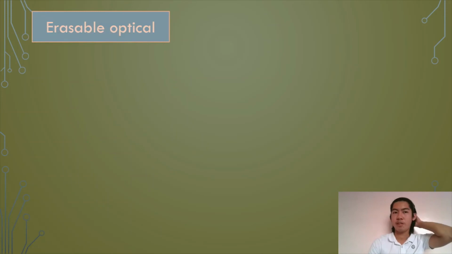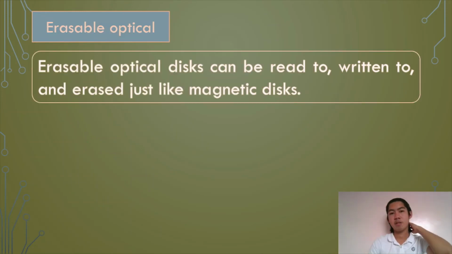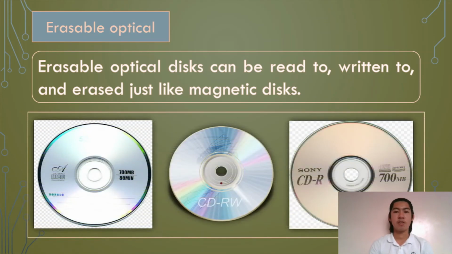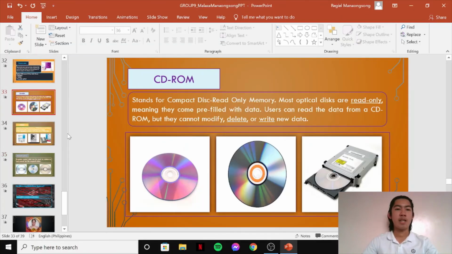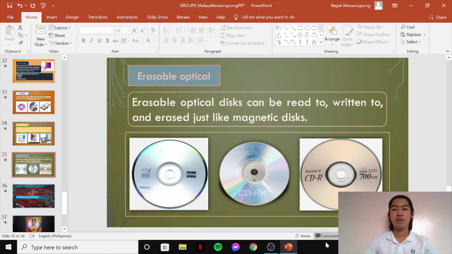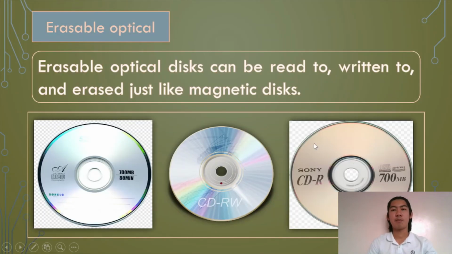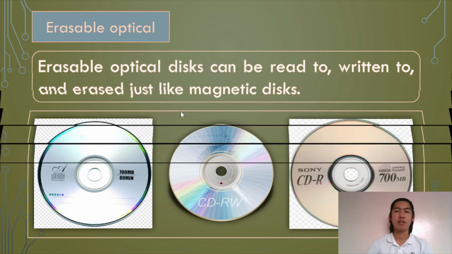Next is erasable optical. Erasable optical disks can be written to and erased just like magnetic disks. So ito yung illustration niya. Ito nga sa CD-ROM hindi pwede mag-delete or maglagay ng new data, sa erasable optical naman pwede. Erasable optical disc can be read, written to and erased just like magnetic disks.